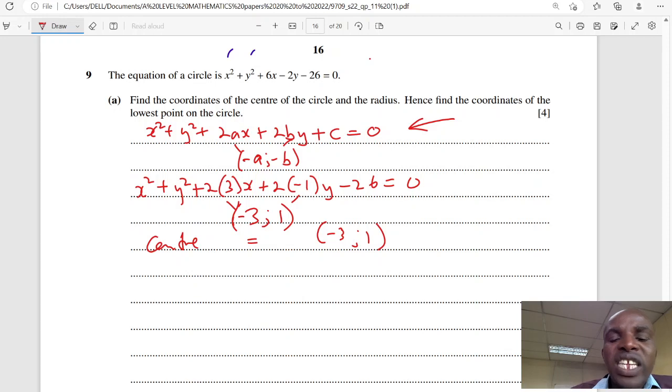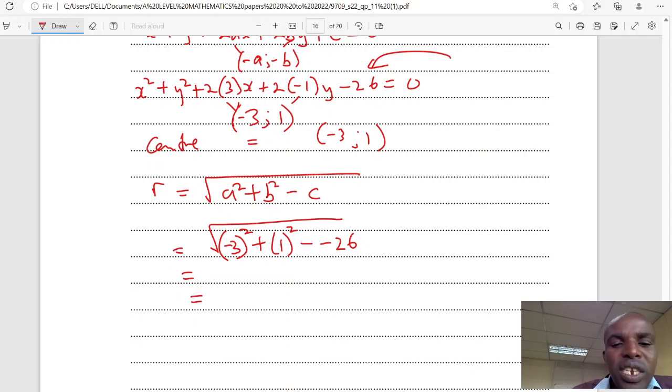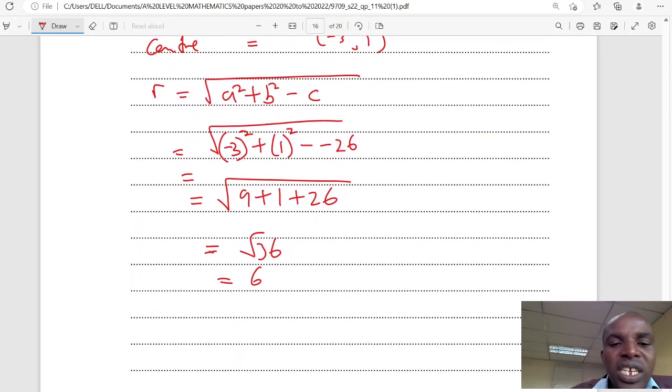Right, we are given that we also have to find the radius. So radius r, we say r is equal to square root of a squared plus b squared minus c. So c is this last part, that's in this case minus 26. So it will be square root of a, that's minus 3 squared, plus b, that's 1 squared, then minus c, minus 26. So it will be what? Root of 3 squared is 9, 9 plus 1 plus 26. 9 plus 1 is 10. 10 plus 26 is actually 36. So it will be root of 36, so it will be 6. Like this. So the radius is equal to 6.